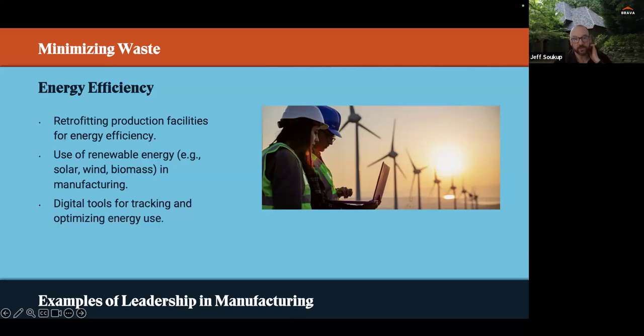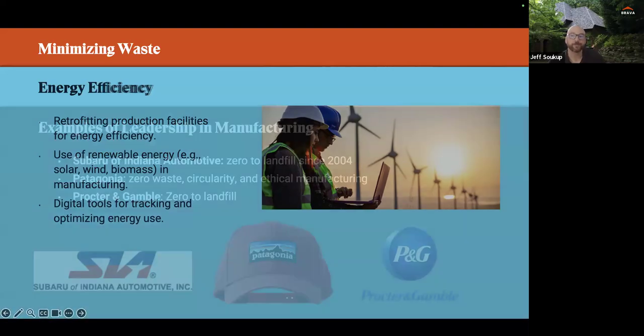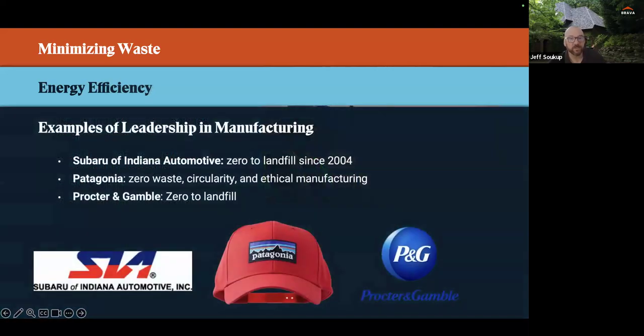Digital tools for tracking internally. How do we optimize energy use? Do we understand the flow of our manufacturing floor? These are all ways to increase our energy efficiency, and we can do this with not only energy, but water and other goods. So some examples of leadership in manufacturing, just a few outside of the building industry.